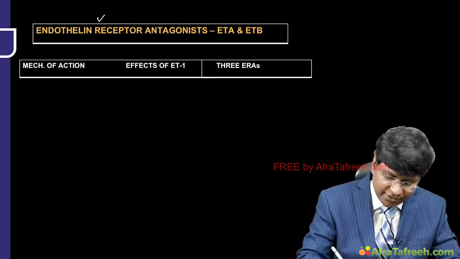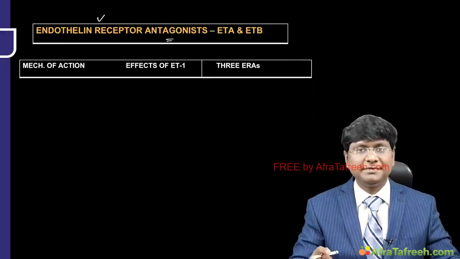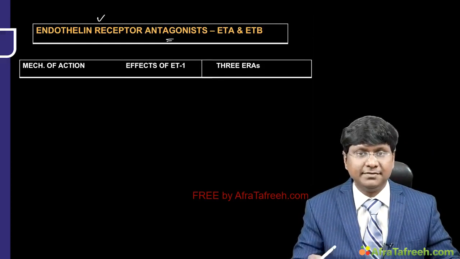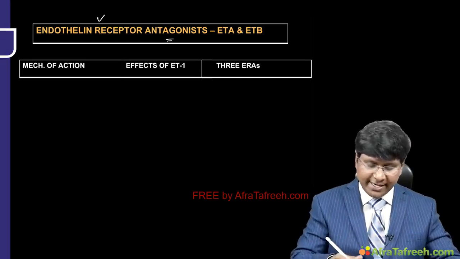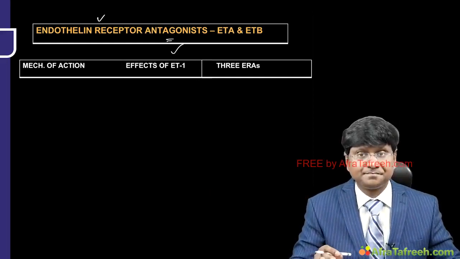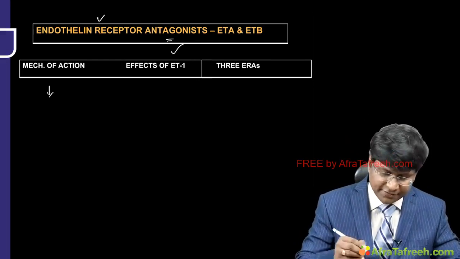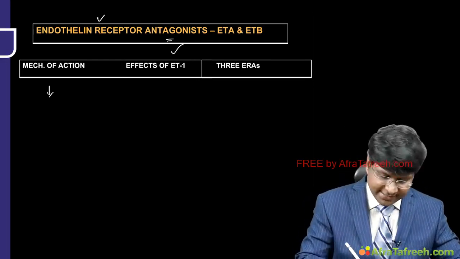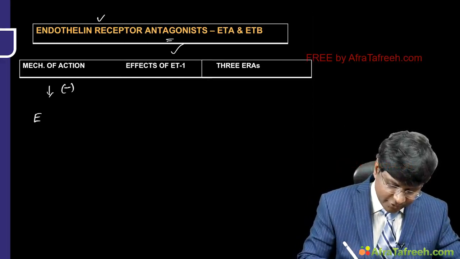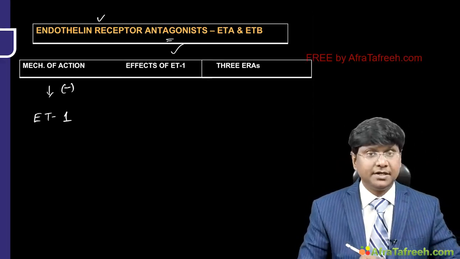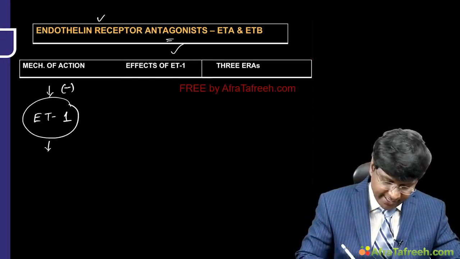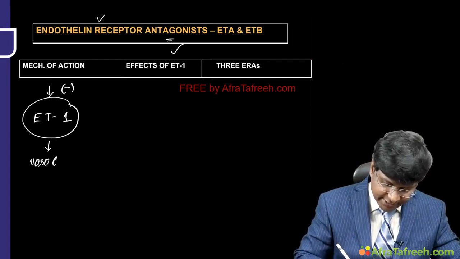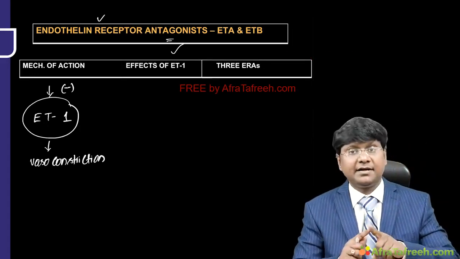Then we have endothelin receptor antagonists. We have two subtypes, endothelin A and endothelin B. Now first let me tell you the mechanism of action of this endothelin receptor antagonist and the effects of endothelin 1. The mechanism of action is that they inhibit the detrimental effect of endothelin 1. What is this endothelin 1? It is a potent endogenous vasoconstrictor, so it will cause vasoconstriction and thereby increase the pulmonary artery pressure.